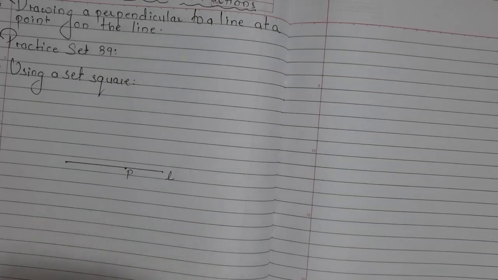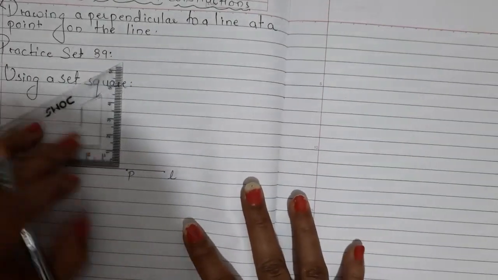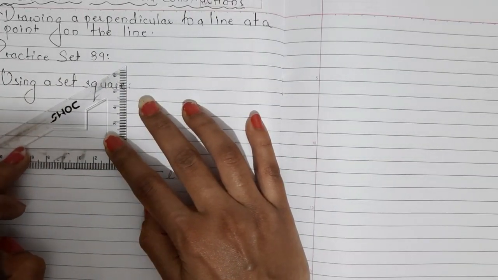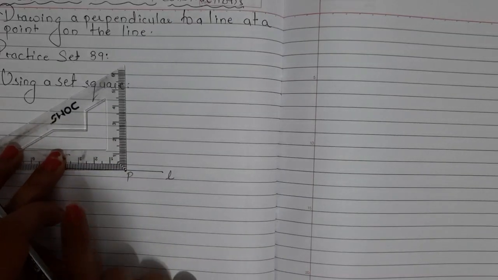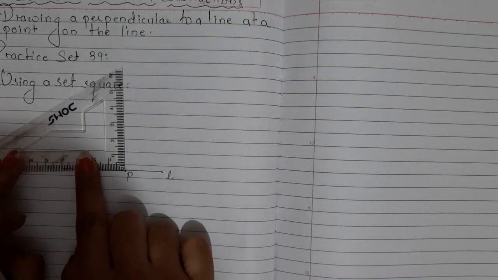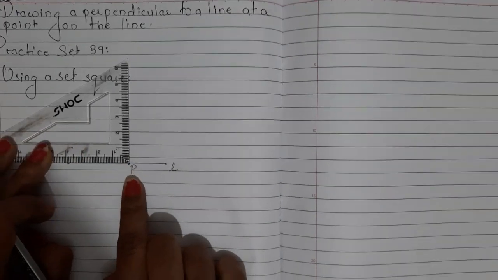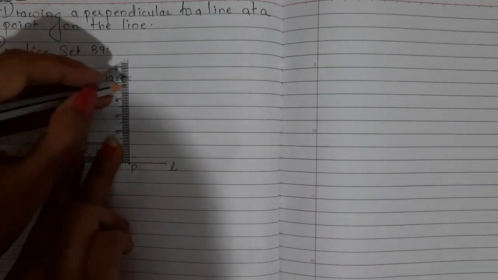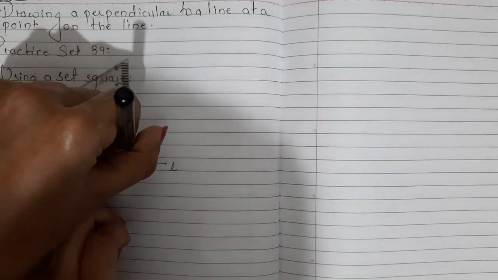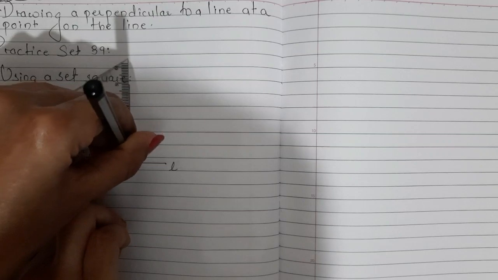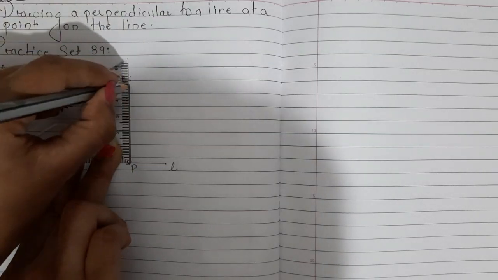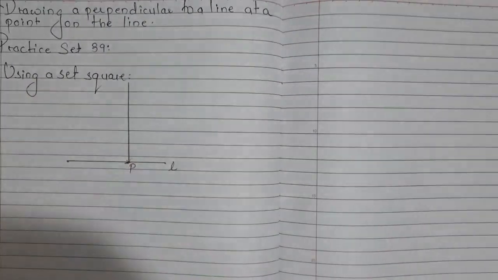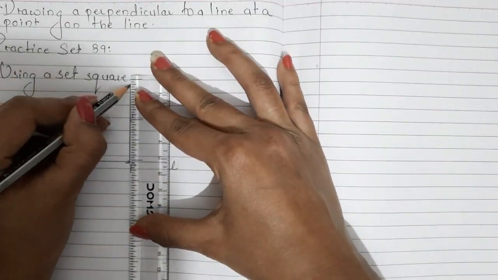Then with the help of a set square, I will keep my set square at point P in such a way that the vertex of this set square will exactly fall on the point P, like this. And then you have to draw a line till point P. You can extend this line downwards also, like this.